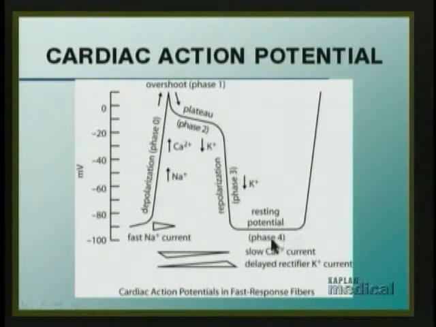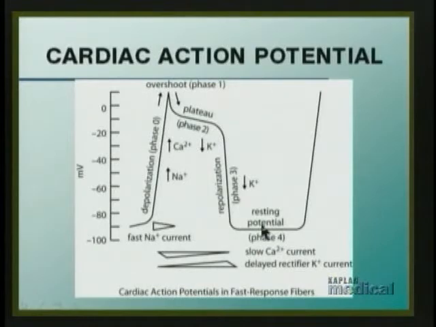You will notice that for fast response fiber, and this holds true literally for ventricular and atrial muscle only, this is a stable phase where the membrane potential remains at minus 90. There is no automaticity under physiological condition to that action potential.